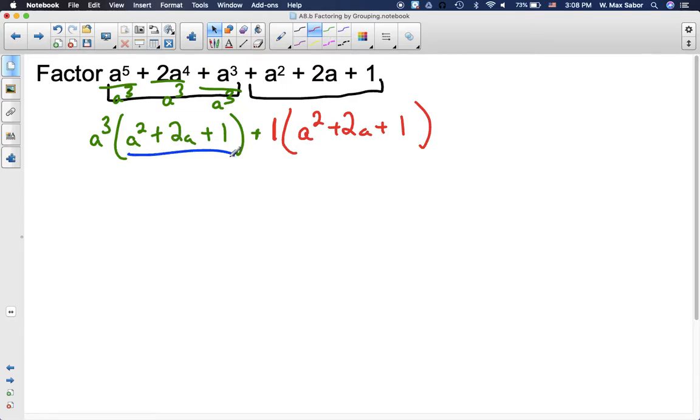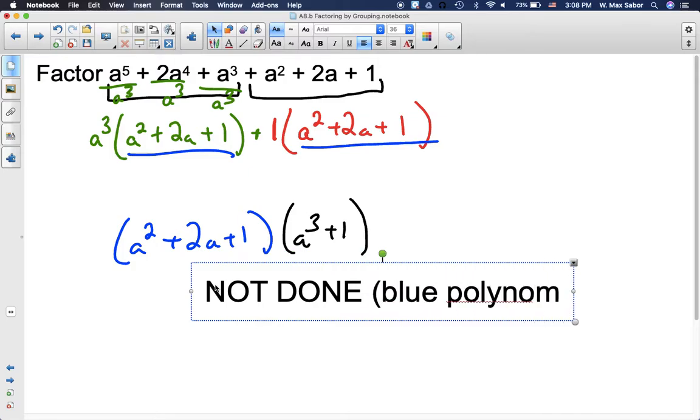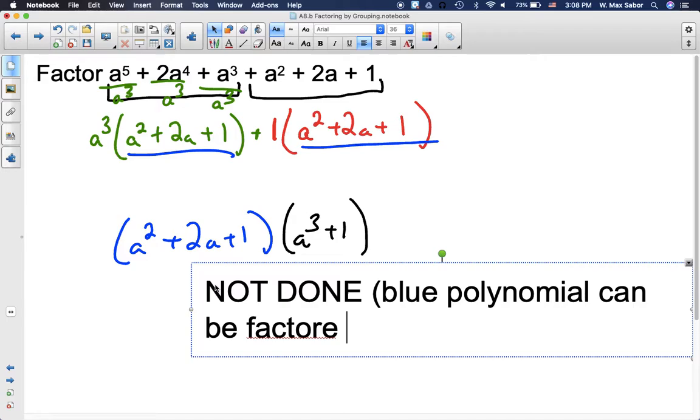Now, we do have the same thing twice. So we're going to say a squared plus 2a plus 1, and what's left over is a cubed plus 1. Now, technically, this is not done. The blue polynomial can be factored further, but the blue polynomial is not factored by greatest common factor, so we'll worry about that by grouping. It's using splitting the linear term. That's not what we're worrying about now, but the process still works. This is not done, but we got most of the way there using this.